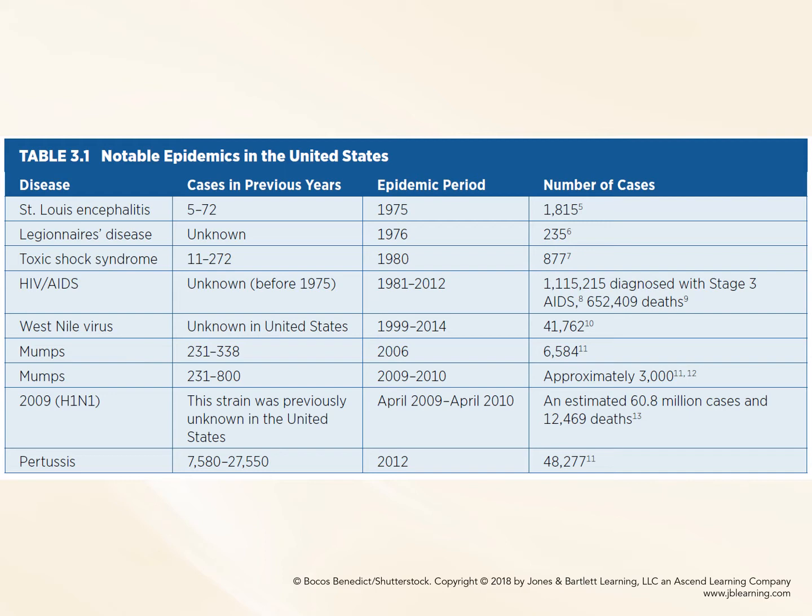If we look at the second to last row, we have the 2009 H1N1 virus, or influenza, which actually started from pigs. This strain was previously unknown to the United States, and it lasted a year, from April 2009 to April 2010. There are an estimated 60.8 million cases, and there are 12,469 deaths. This influenza disproportionately affected young people.